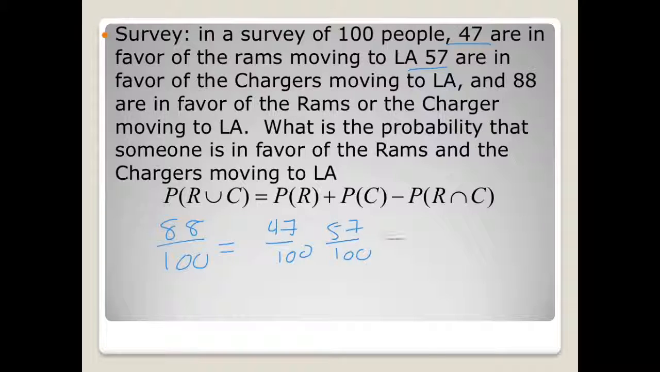Our question then is, what's the probability that somebody is in favor of the Rams and the Chargers moving to LA? Now I'm doing some quick math. We're going to get negative 16 over 100 is equal to negative x, which means the probability that someone is in favor of the Rams and the Chargers moving to LA is going to be positive 16 over 100.